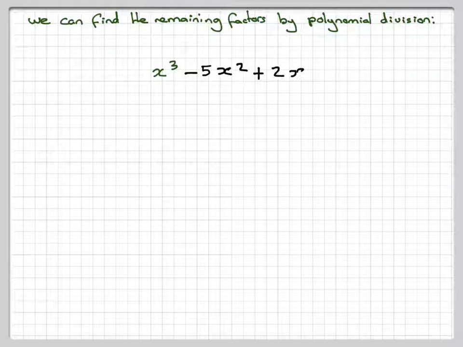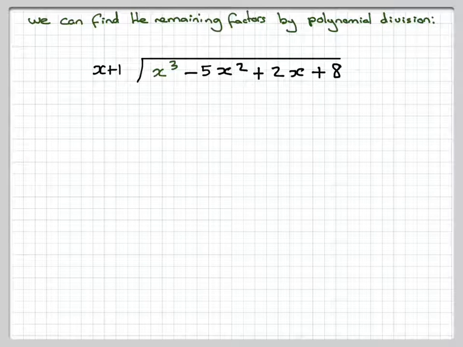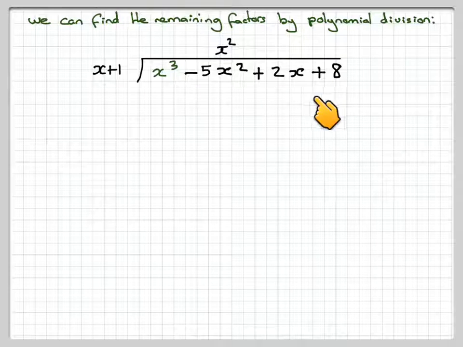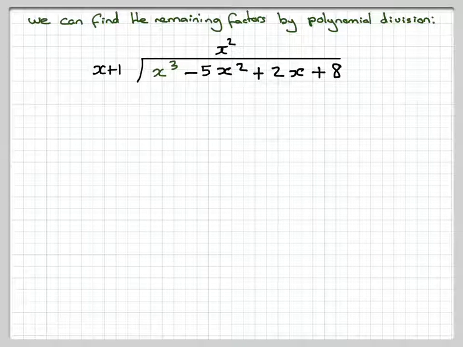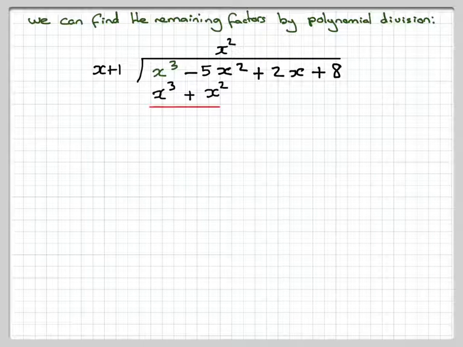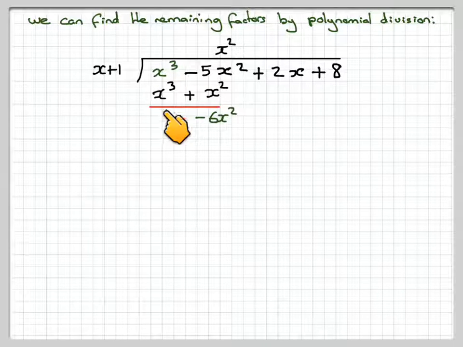So, x cubed minus 5x squared plus 2x plus 8 divided by x minus minus 1, which is x plus 1. So we'll see how many times that goes in. We do x cubed divided by x, which gives me x squared, again remembering to put things in the right place. x squared times x gives me x cubed. x squared times 1 gives me plus x squared. We'd now do a subtraction. Minus 5 minus 1 gives me minus 6x squared. These two cancel out. Bring down the 2x.